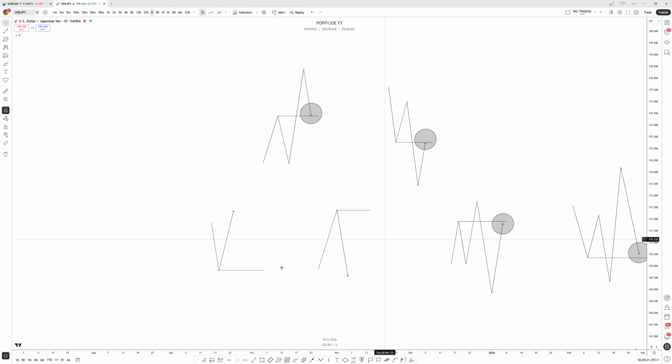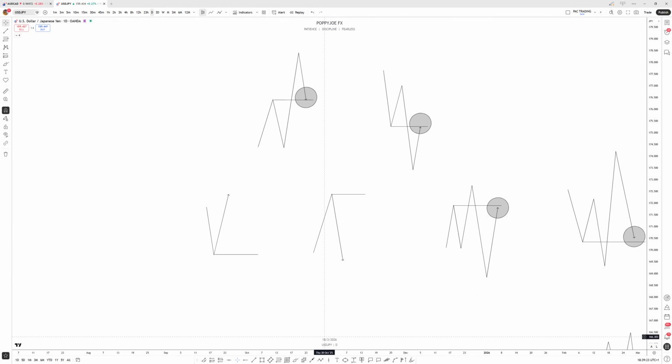So what do we have? We have the V-shaped key level. This one is called the V-shaped key level. This one is the A-shaped key level. This one is QML.